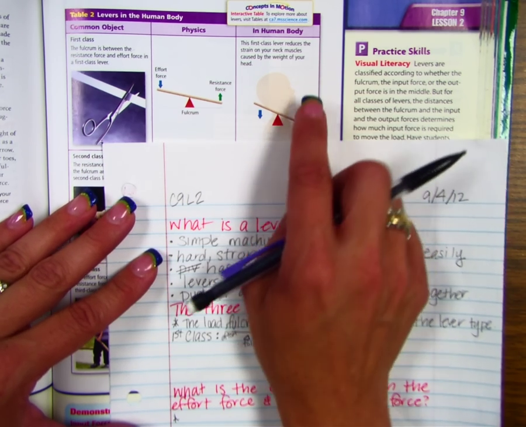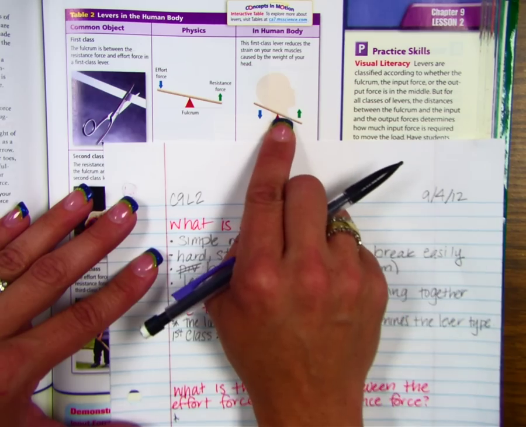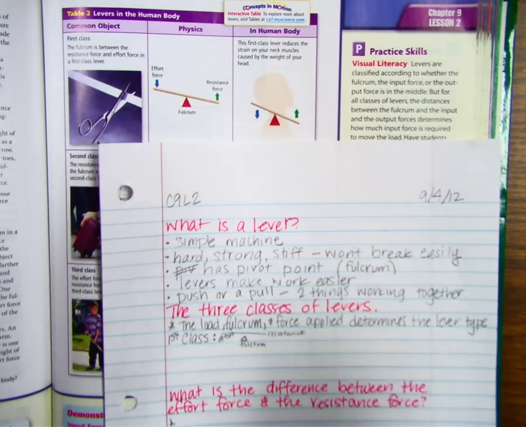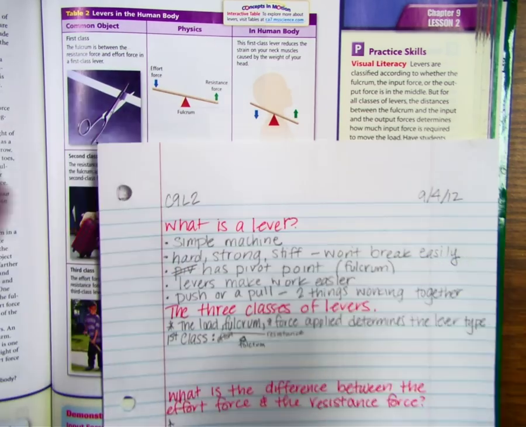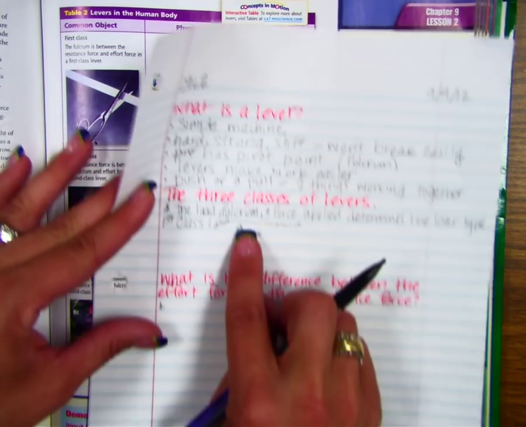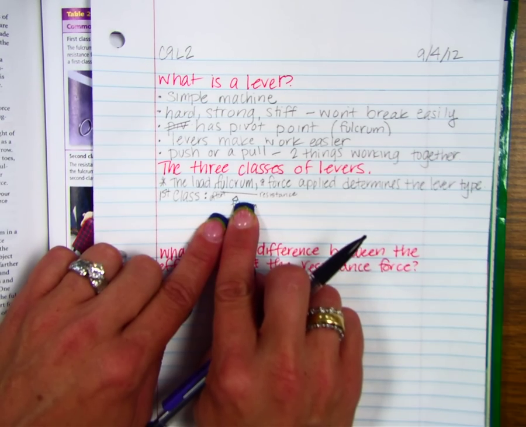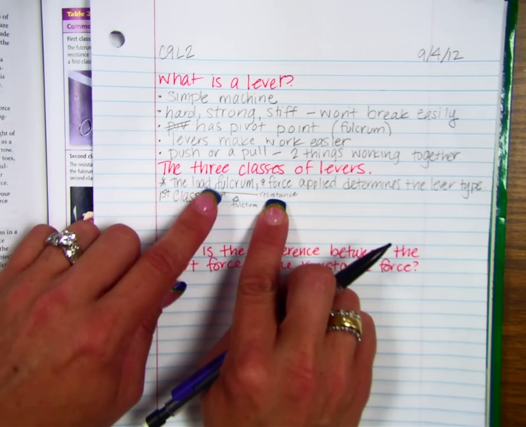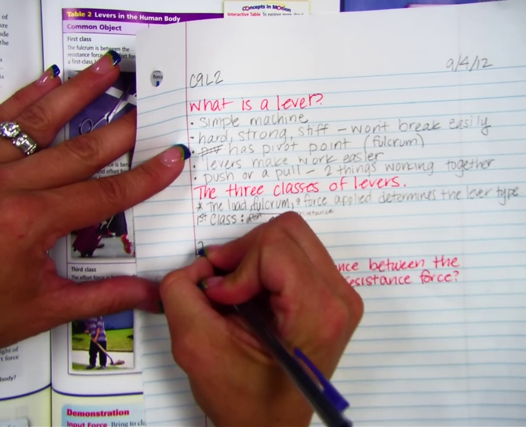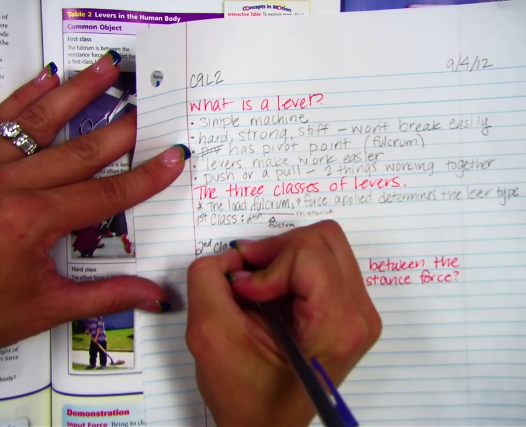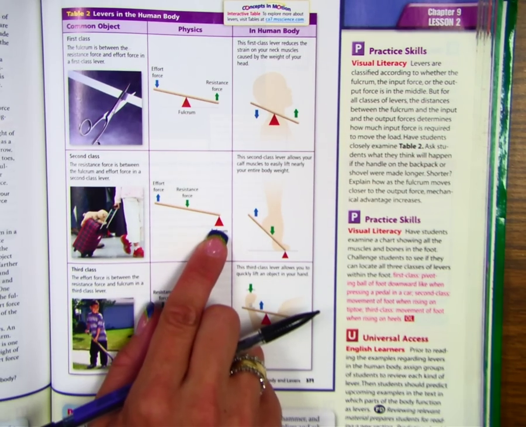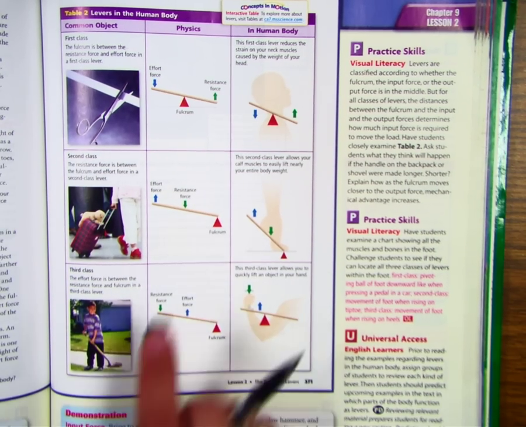Okay, and in our body, if you look at this picture, it says the first class lever reduces the strain on your neck muscles caused by the weight of your head. So your neck is that fulcrum, and the way your body is made, it's a kind of a seesaw motion that helps to reduce that weight, and so it shifts very easily. Okay, so that's a first class lever. That means the fulcrum is in the middle, and the resistance force is on one side, and the effort force is on the other side.